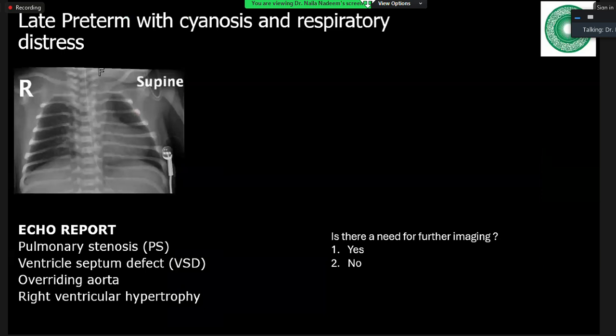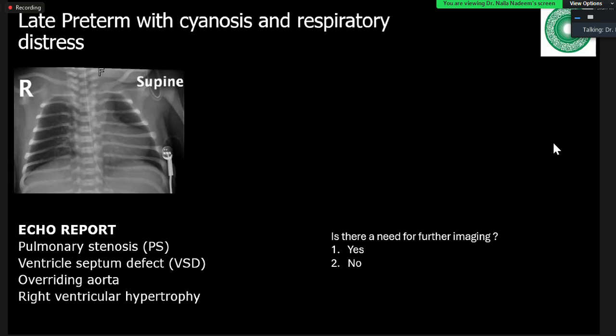This is a late preterm with cyanosis and respiratory distress. If you look at the X-ray, most of you will recognize it has an upturned apex, giving the heart a boot-shaped appearance. And the lungs look a little more black than normal. The baby underwent echo, and a beautiful report came out: pulmonary stenosis, ventricular septal defect with overriding of the aorta, and right ventricular hypertrophy.